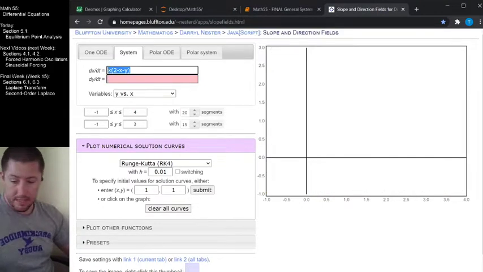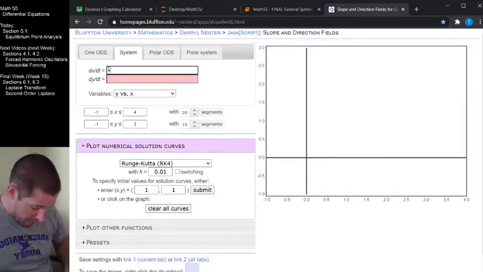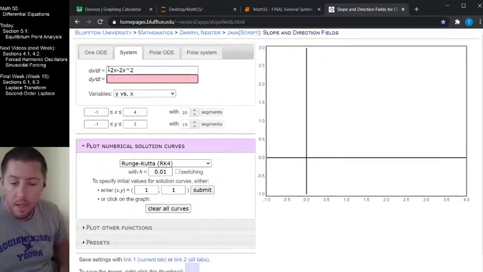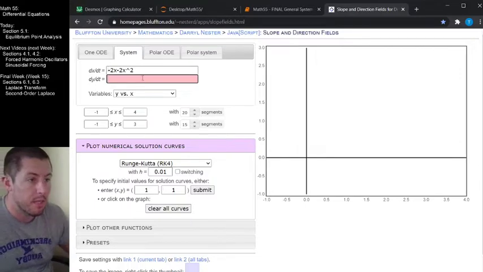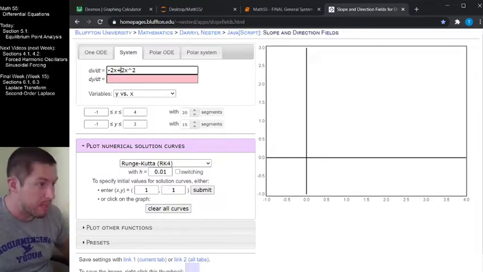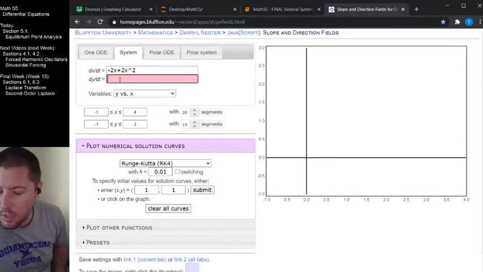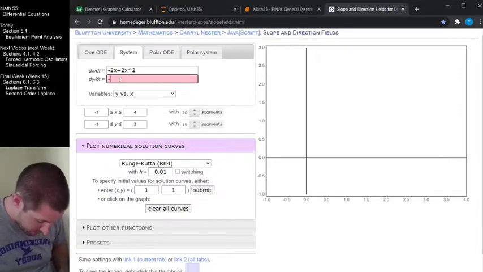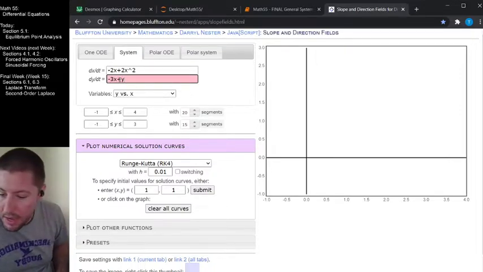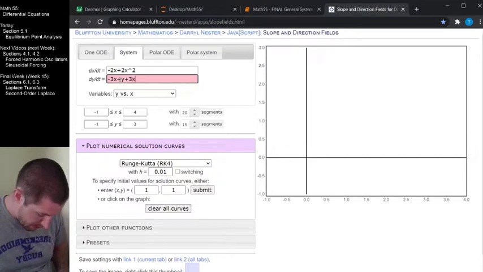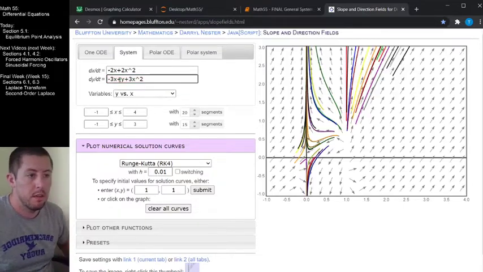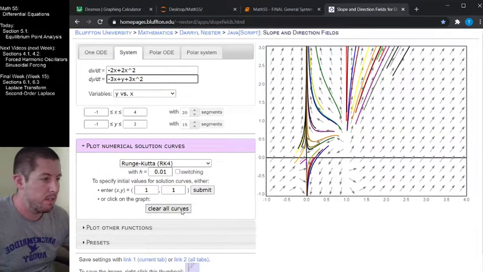So we just looked at negative 2x minus 2x squared. And plus 2x squared. Same mistake I made a second ago, plus. And our y equation was negative 3x plus y plus 3x squared. Okay, let's clear all these things right here.